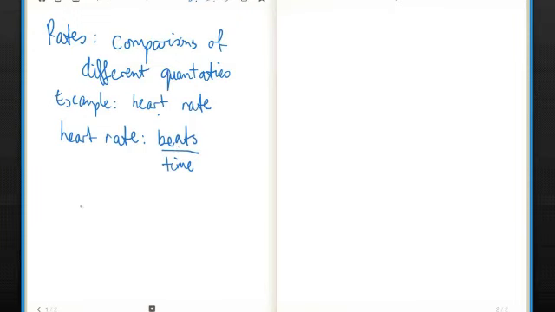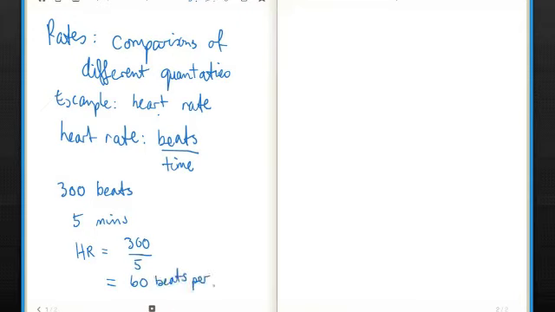So let's say we have 300 beats in 5 minutes. Therefore, our heart rate is going to equal 300 beats divided by 5 minutes, which is going to equal 60 beats per minute.